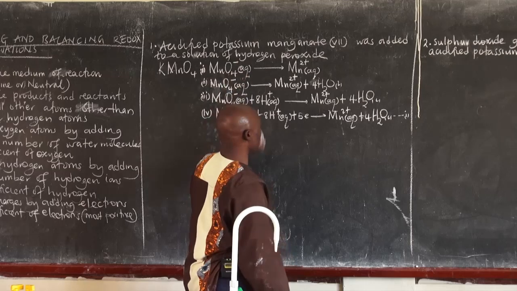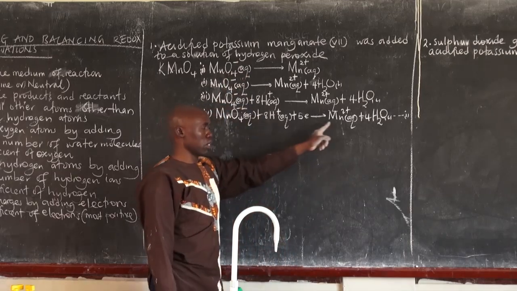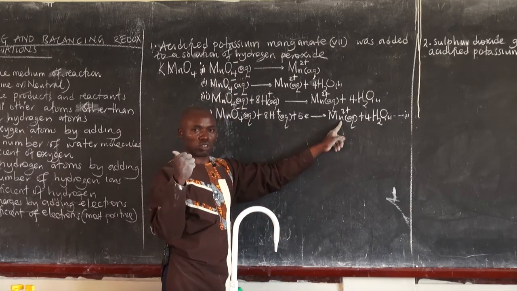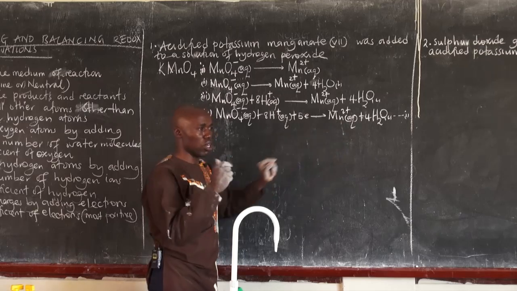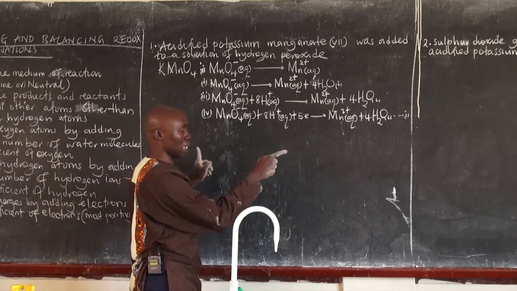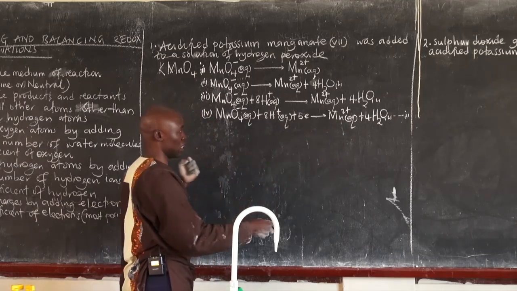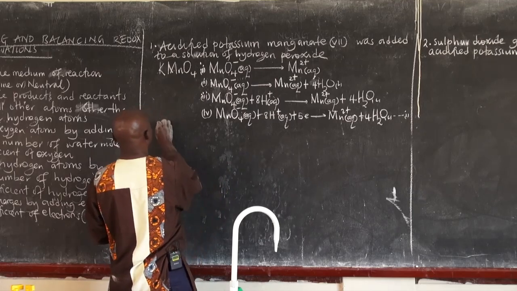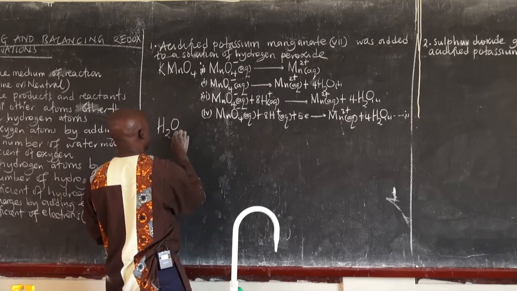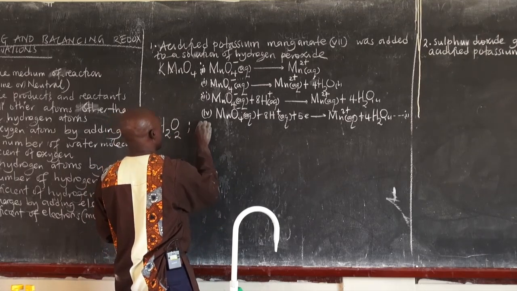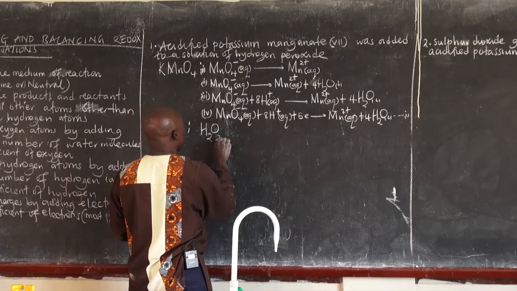Let's look at hydrogen peroxide. If manganate 7 has been reduced, hydrogen peroxide has to be oxidized. So hydrogen peroxide has reduced manganate 7, and manganate 7 has oxidized it. They work together. So let's look at the hydrogen peroxide oxidation half equation.